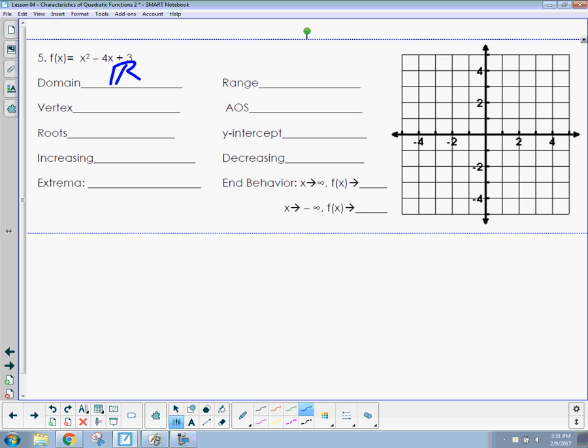I'm going to pick some random points right now because I haven't taught y'all how to find a vertex in standard form. So I'm going to plug in 0 and see what we get. 0, 0, 3.